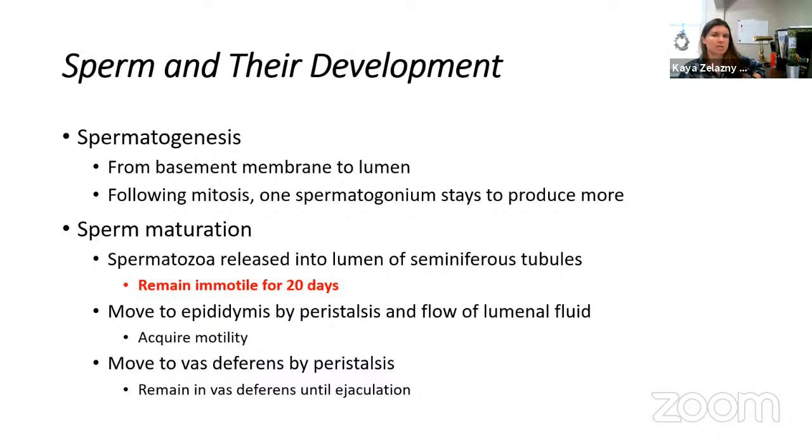So they're not produced immediately right before release. They have to hang out for a bit, and they are going to have to undergo a little more processing to be considered fully mature sperm. Once they are ready for release, they're going to move through the epididymis by peristalsis and also by the flow of fluid in the lumen. And then they're going to move to the vas deferens by peristalsis, and they're going to stay there in the vas deferens until ejaculation.